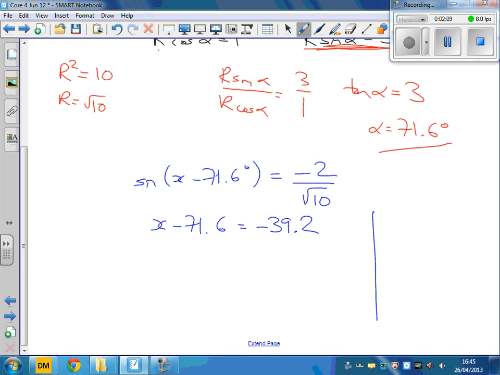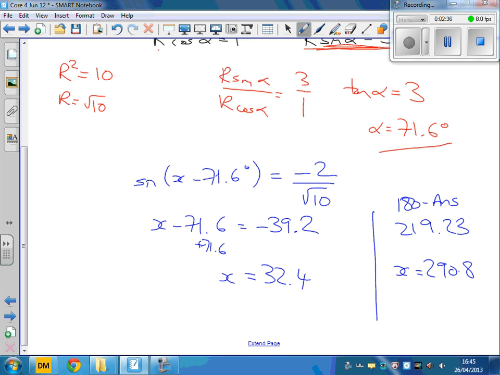Of course, whenever I do an inverse sine, I always get 2 answers: the answer from the calculator and 180 minus that answer. And 180 minus that answer is 219.23. Last step, some people had trouble with this for some reason, just add the 71.6. When you add the 71.6, you get 32.4, and when you add the 71.6 here, you get 290.8. Finally, checking what they asked, they asked for it to the nearest degree. So we're going for 32 and 291.